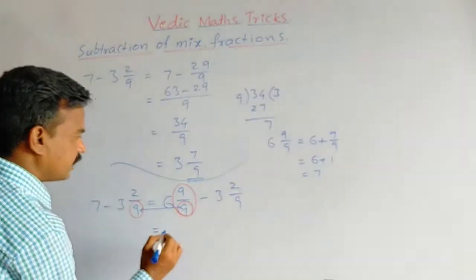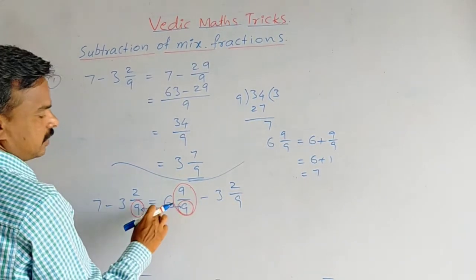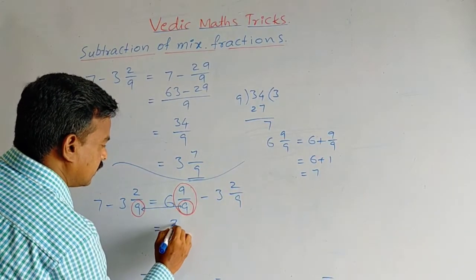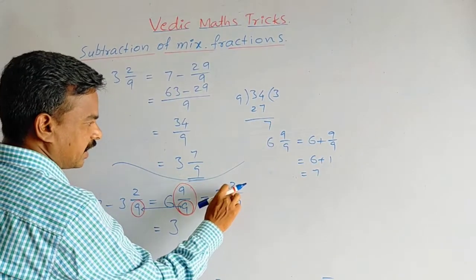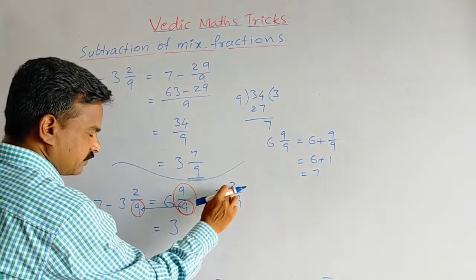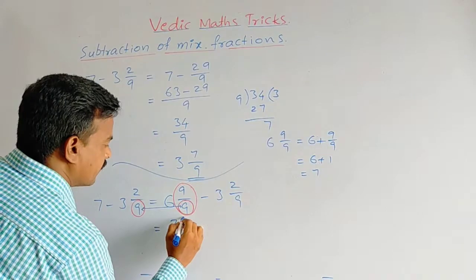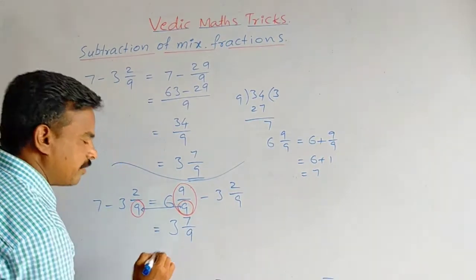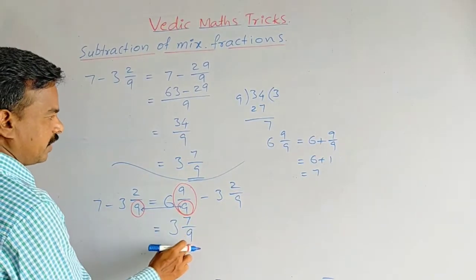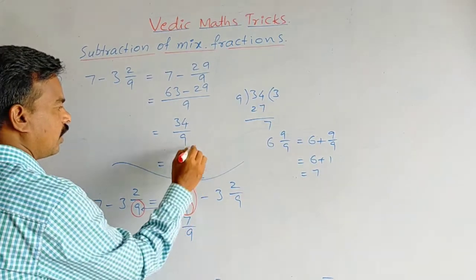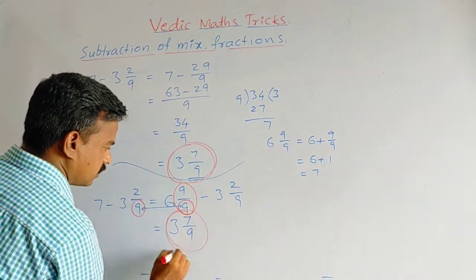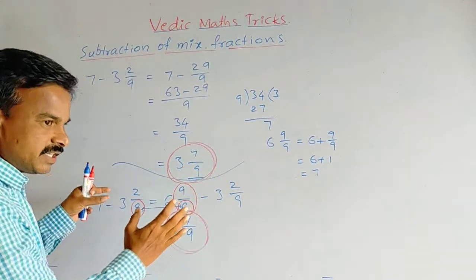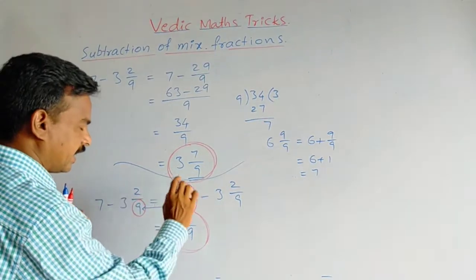Now we subtract the whole numbers first, the integral parts: 6 minus 3 is 3. Next, here the numerator is 9 and here the numerator is 2, and we subtract these numerators: 9 minus 2 is 7. The denominators are the same, so the same denominator will come here. 3 whole 7 by 9. You see, 3 whole 7 by 9, the same answer. This is very simple. After practicing 4-5 problems, we can write the answer directly.